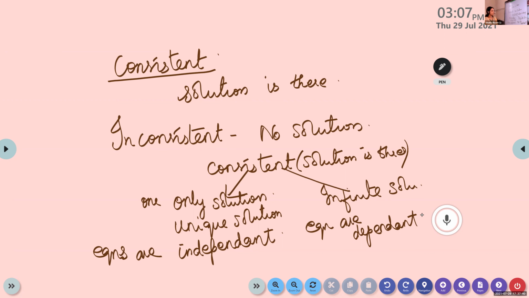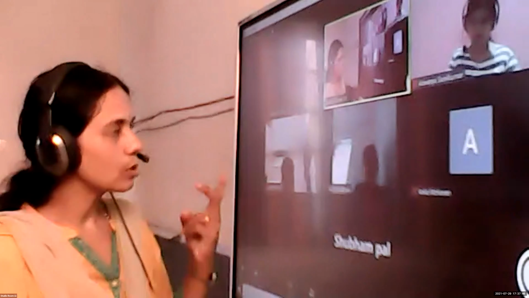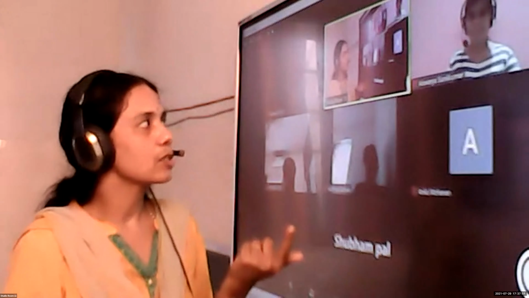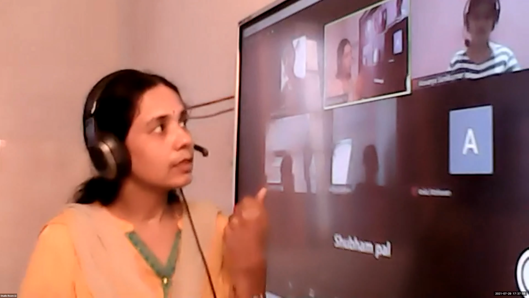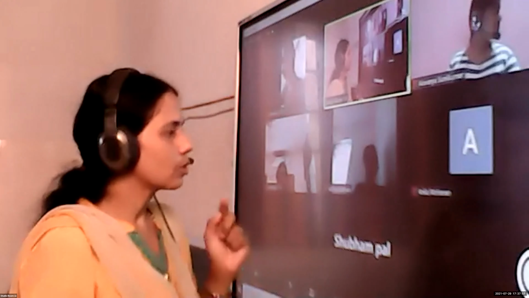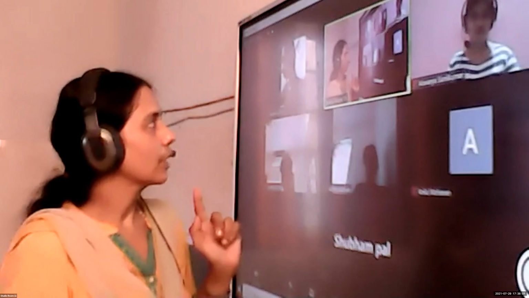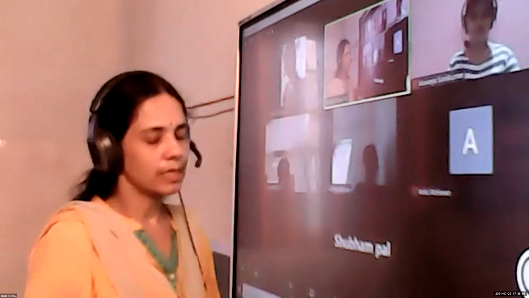So here, we are going to learn two methods for solving the equations. The first one is by using the determinant method. The second one is by the row reduction method. We will be learning the first method today.